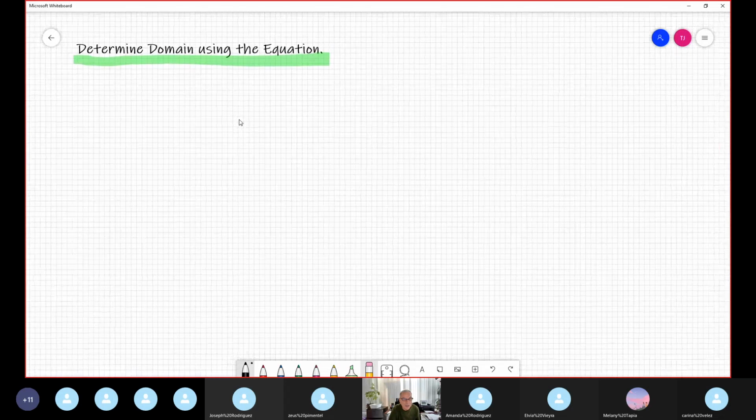In the last class, I gave you the graph of the function, and you determined the domain and range. Domain is the projection of the points onto the x-axis, because domain is associated with the x-axis, and range is the projection onto the y-axis, because the range is the y-bar. But today, no. Today we determine the domain using the equation.